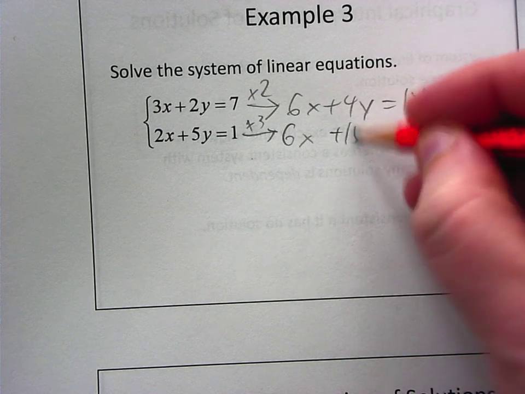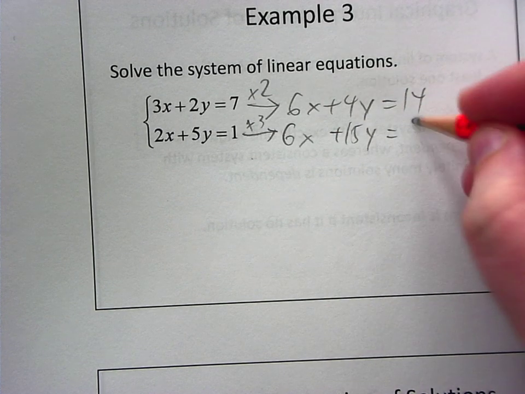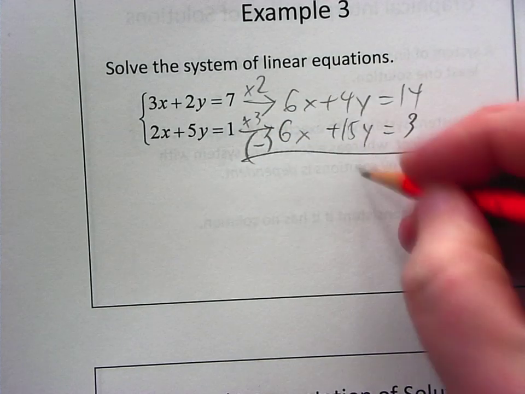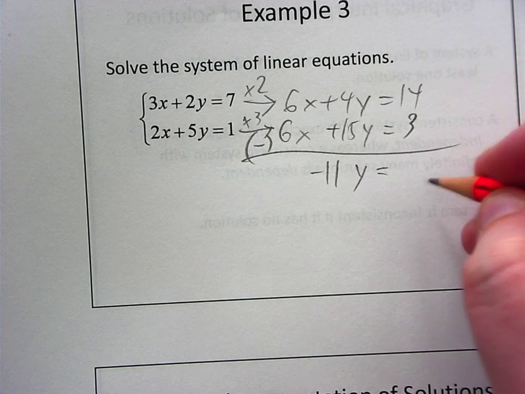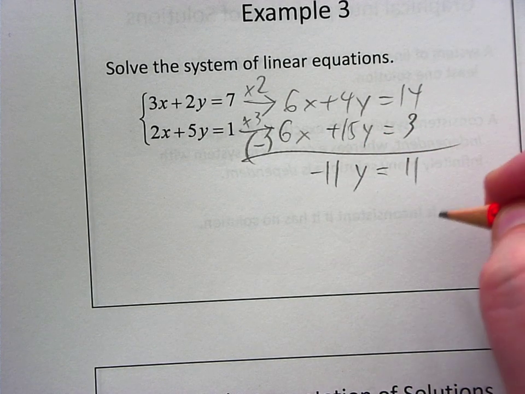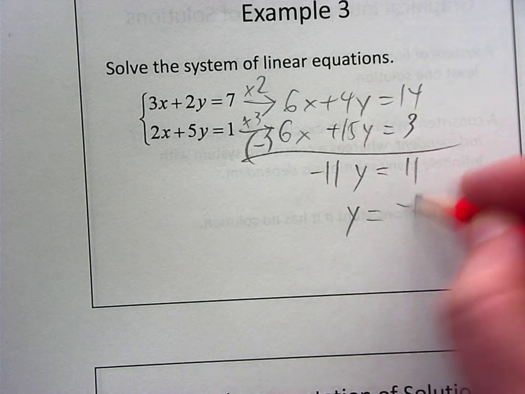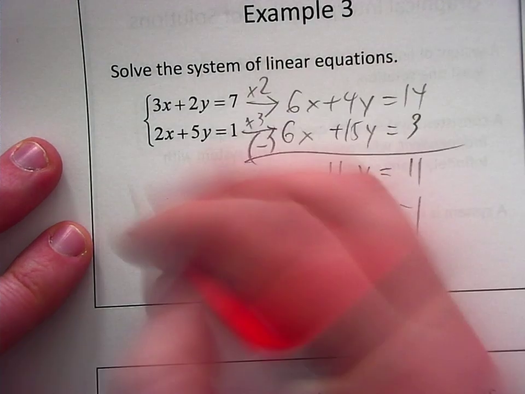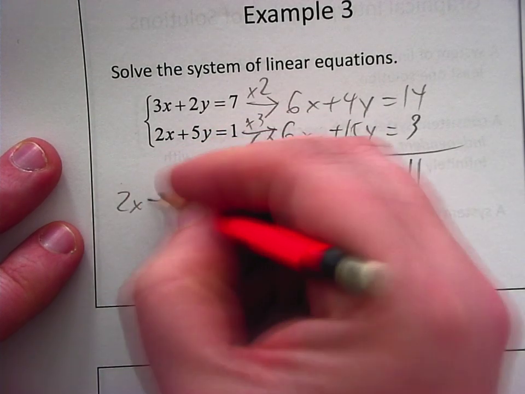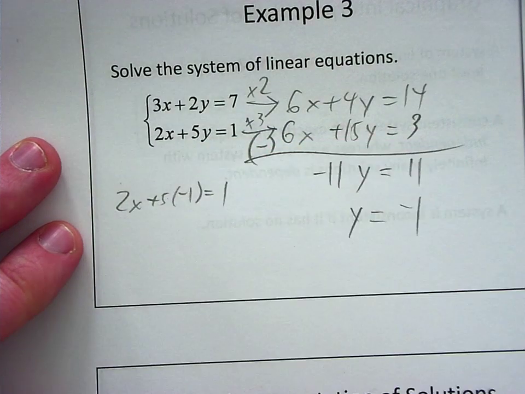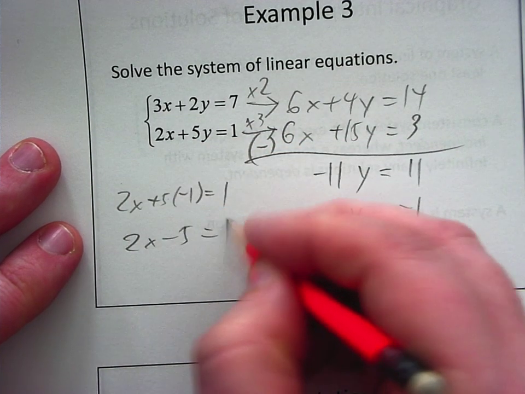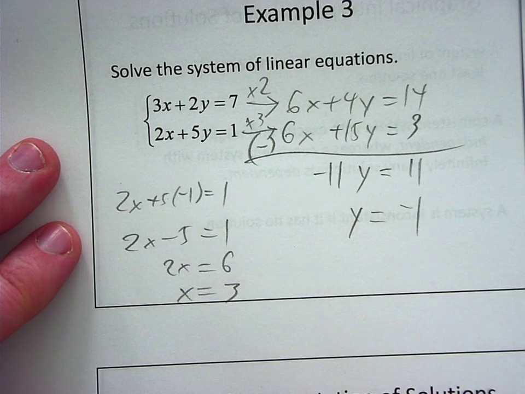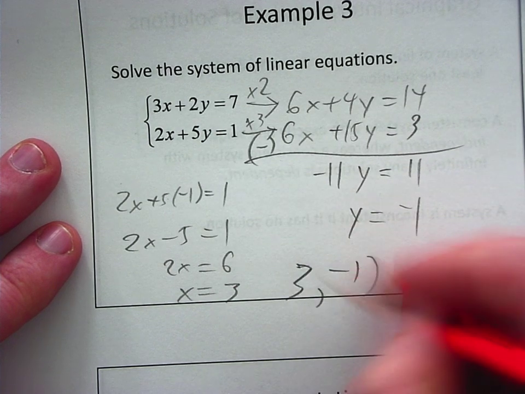15y is equal to 3. So then when I subtract this, the x is eliminated. What do I have for the y? Negative 11y. And for the constant? 11. So y is equal to negative 1. Plug that in, because you're dividing by negative 11, right? Plug that in, so I have 2x plus 5 times negative 1 is equal to 1. 2x minus 5 equals 1. So x is 3. So I have 3, negative 1 as my solution.